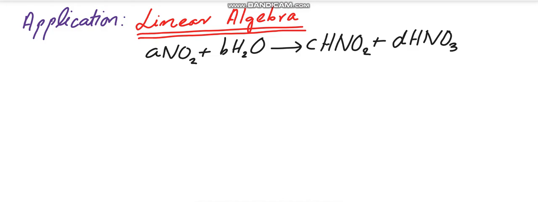An application of linear algebra where it can be used for balancing chemical equations, and we can determine the values of the unknown coefficients like A, B, C, D for this particular chemical reaction. If you look at this chemical reaction, the elements involved in this equation are nitrogen and oxygen. All right.